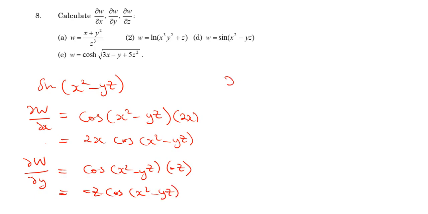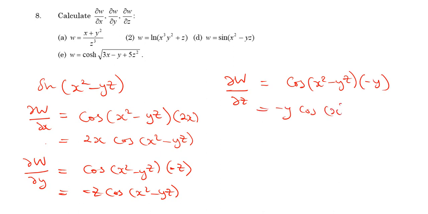The last one is partial of that with respect to z. Then what am I going to get? The same, I write cos of x squared minus yz, like that. Then I differentiate with respect to z. Differentiating this with respect to z, you see that I just remain with negative y there. So I write the negative y in front, and I have cos of x squared minus yz, like that. This is what I get. So those are my partials.